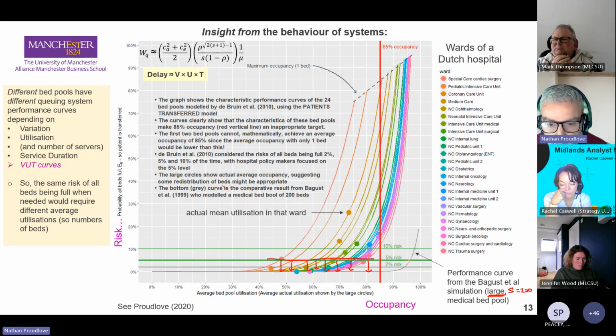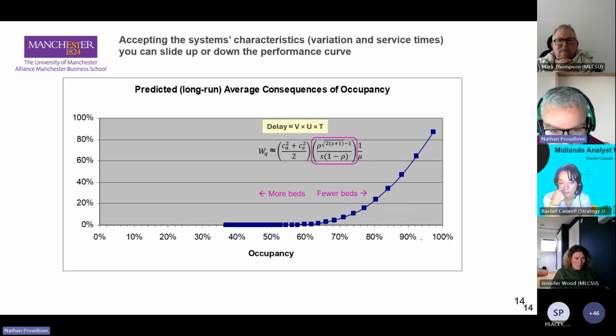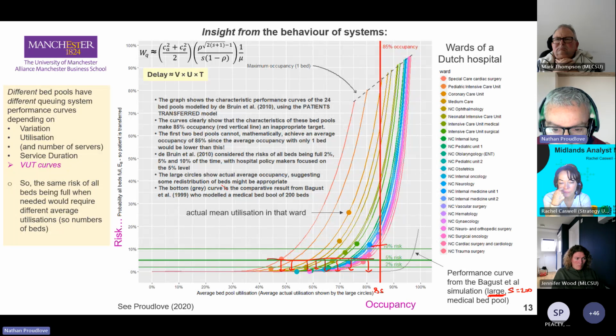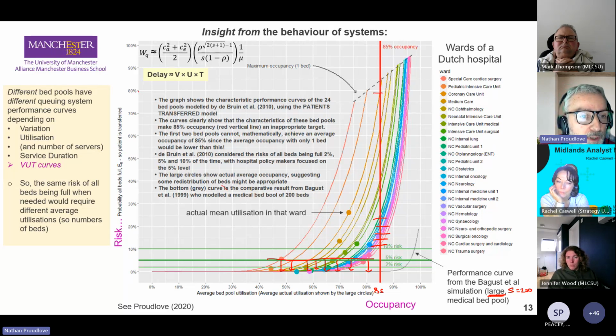So the Bagust stuff about saying, well, if you were running at 85% here, your risk would be only this, is actually not borne out for all of these other actual bed pools. They'd be running at much higher risks. This one, if you run it at 85%, would be running full, or be full nearly 80% of the time. Okay, so the 85% doesn't apply to all of these.